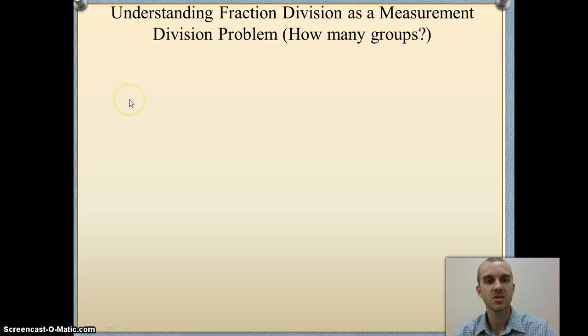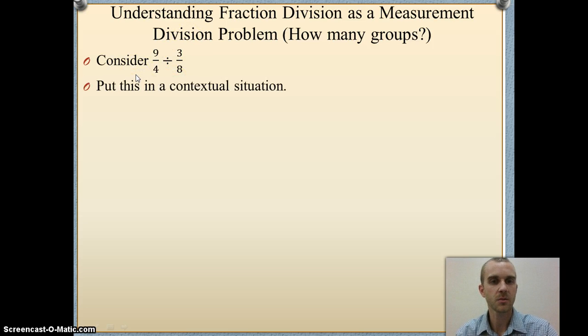Now, how do we understand this? Because it is kind of confusing to think about having fractional groups of another fraction. So let's look at 9/4 divided by 3/8. Talk about how many groups of 3/8 are in 9/4, which is kind of a weird wording. But let's put it in a context to help make sense.